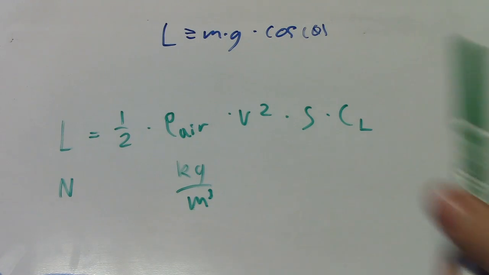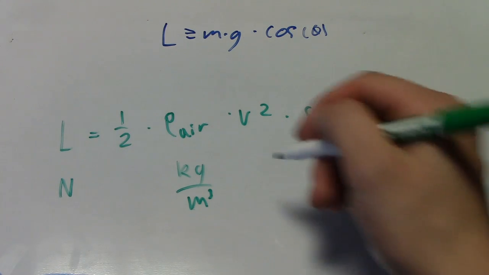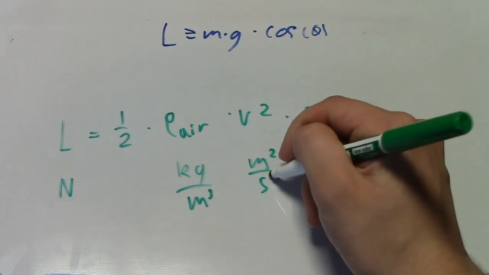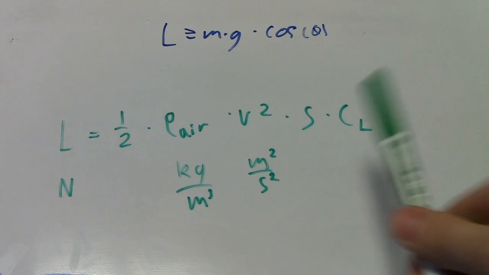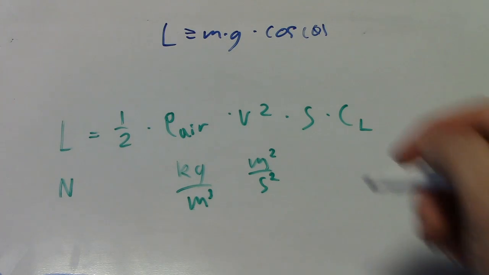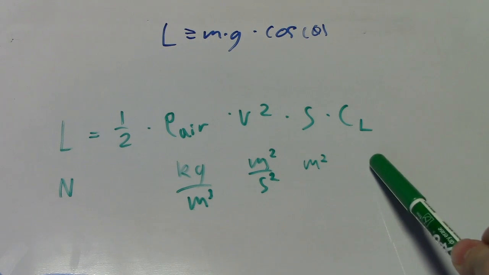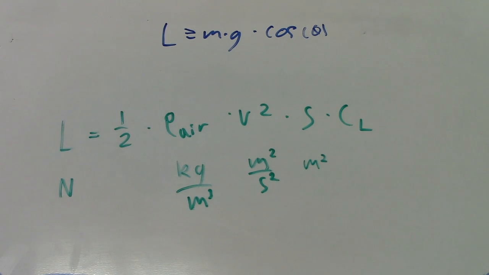This V, then, is the velocity of the airplane, which is measured in meters per second, and of course, squared. This S is then the surface area of the wing, which is measured in meters squared. This C sub L, then, is the coefficient of lift.